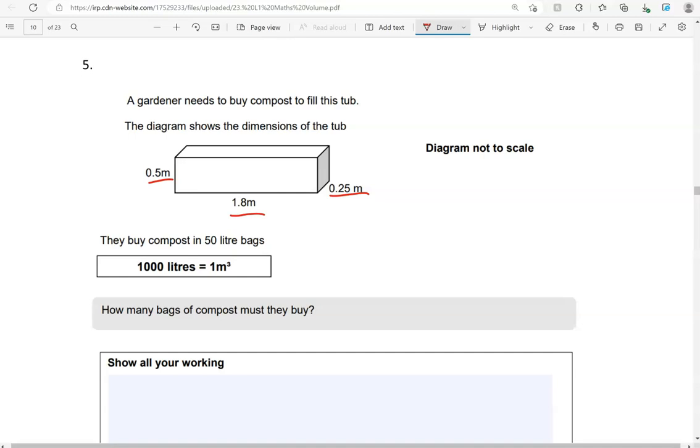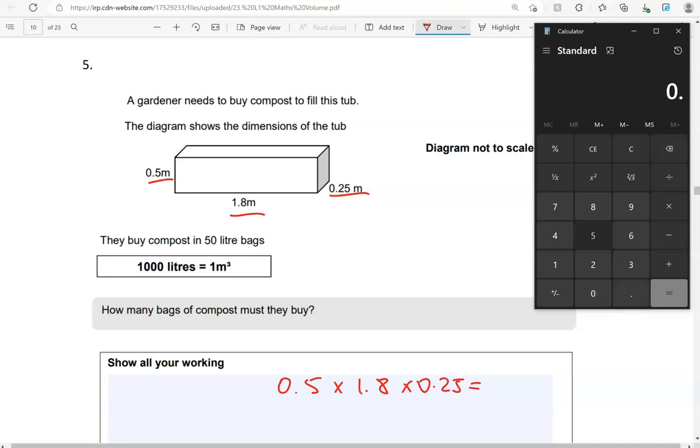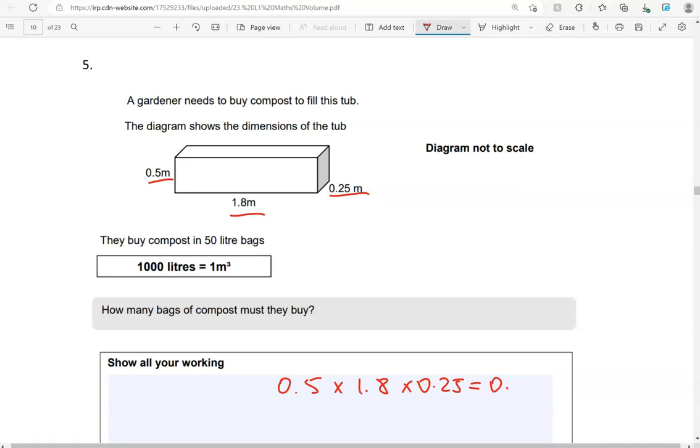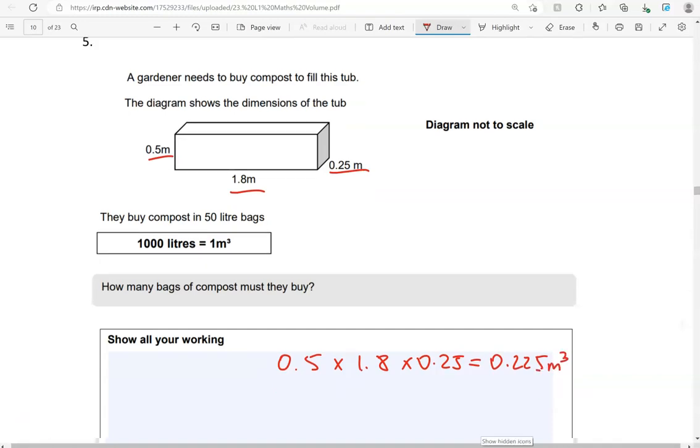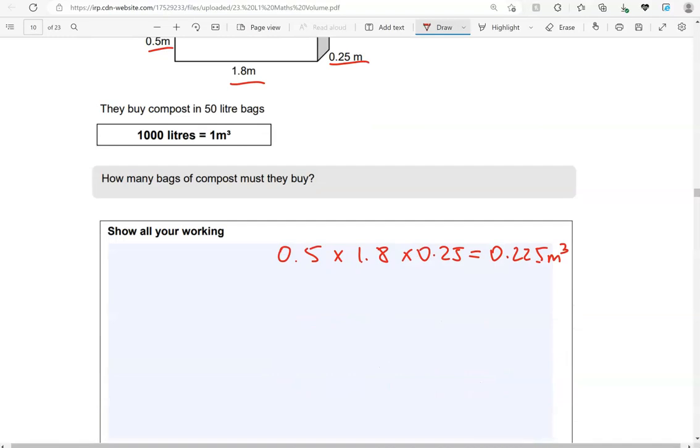So we'll work out the volume first by doing 0.5 times 1.8 times 0.25, which is 0.225 cubic meters. 1 cubic meter is equal to 1000 liters. What about 0.225 cubic meters?